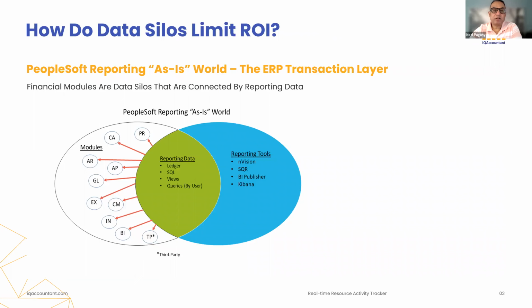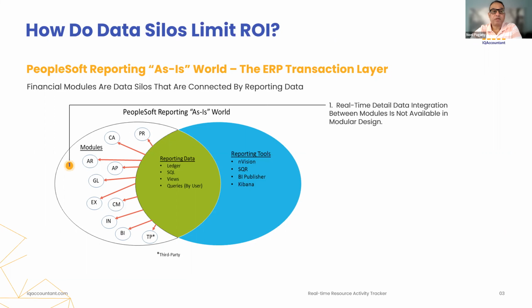Okay, so how do data silos limit ROI in PeopleSoft? Well, we have this Venn diagram right here. On the left-hand side, we have these modules, and you're all familiar with projects, customer contacts, AR, AP. Well, real-time detailed data integration between modules is not available in modular design. And what does that mean? Well, although each module is designed to post to the general ledger, they are not integrated for detailed transaction reporting. So let's say, for example, if I wanted to fold together cash receipts from the AR module with cash payments from an AP module in real time, well, that isn't available out of the box.